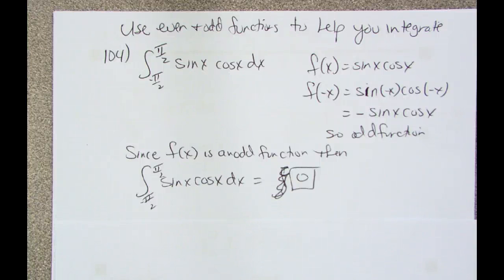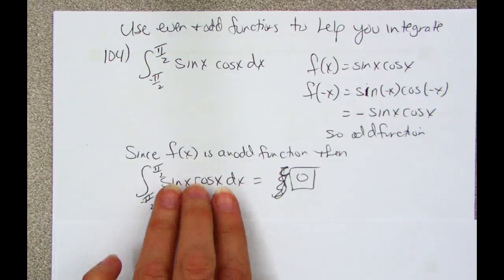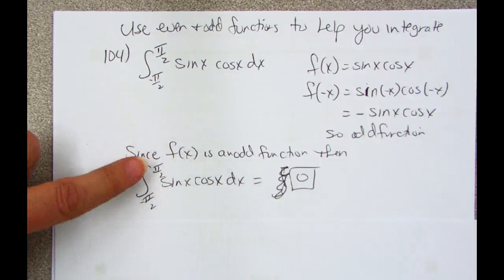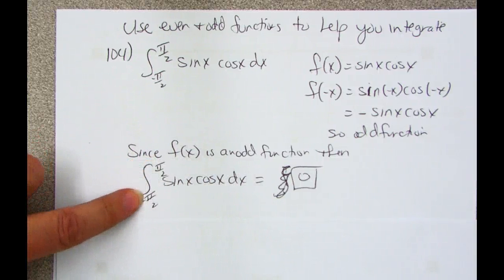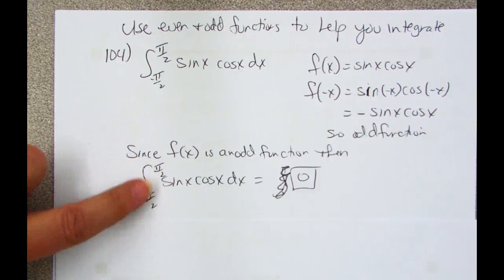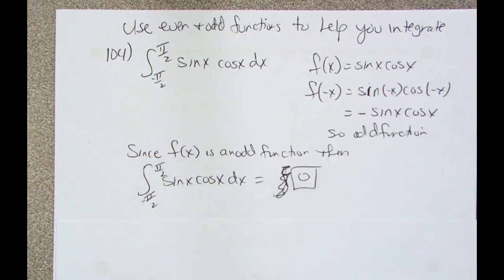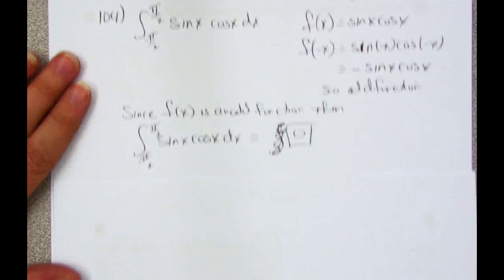In other words, don't do the work. We know since this is an odd function, and you're going from my a to my negative a, the same values, just a positive and a negative of that, it's going to be 0. Just think of that cubic function I have just drawn up there for you.